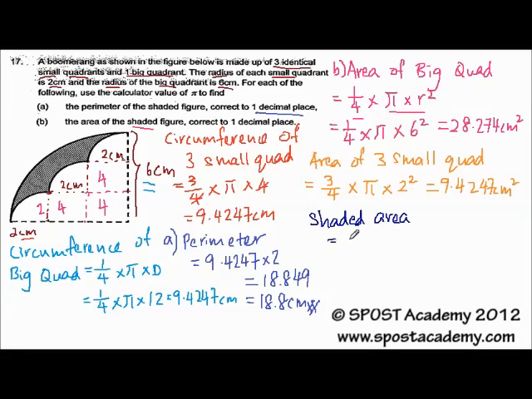So to find the shaded area, we simply use the area of the big quadrant, which is 28.274, minus the area of the three small quadrants, which is 9.4247, as well as minus the three small squares. So the three small squares have a total area of 4 times 3, which is 12. Which equals to 6.849. And since the question again wants us to correct it to one decimal place, it will be 6.8 cm square.